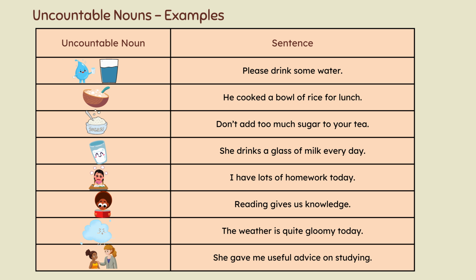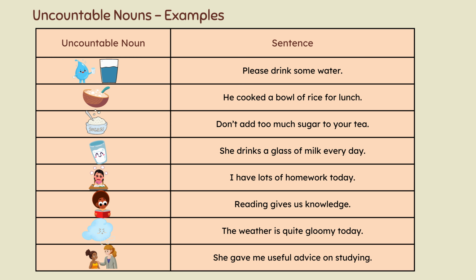I have lots of homework today. Homework is the uncountable noun here. Reading gives us knowledge. The word knowledge is an abstract, uncountable noun. The weather is quite gloomy today. In this sentence, weather is the uncountable noun. She gave me useful advice on studying. Advice is the uncountable noun in this sentence. Each of these nouns refers to something that cannot be counted individually, and they are always used in the singular form.